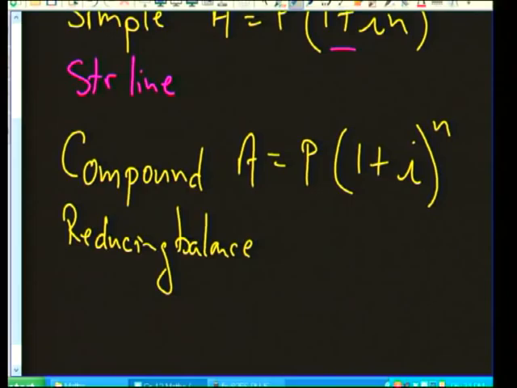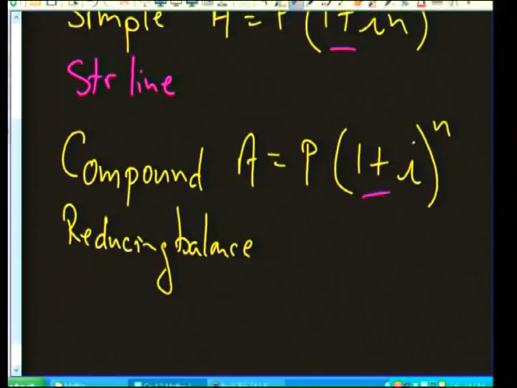Now, reducing balance depreciation meant that over a long period of time, our asset, car, whatever it was, always had a value, even though it was really, really small. That's why it's reducing balance and not straight line. But the formula is almost exactly the same as the compound interest, but it's got a minus on it.